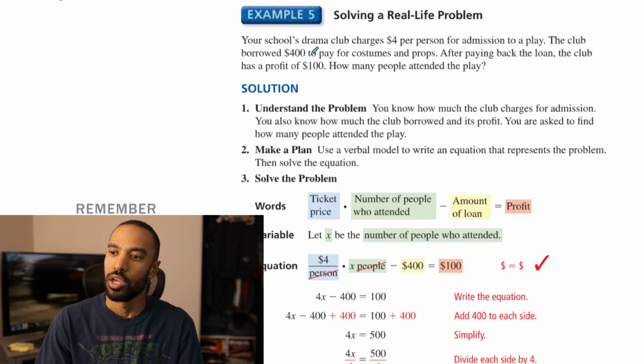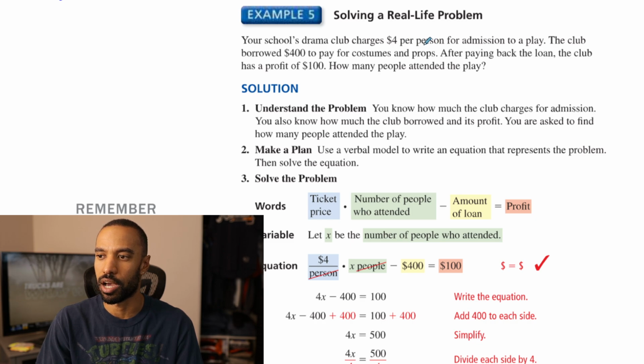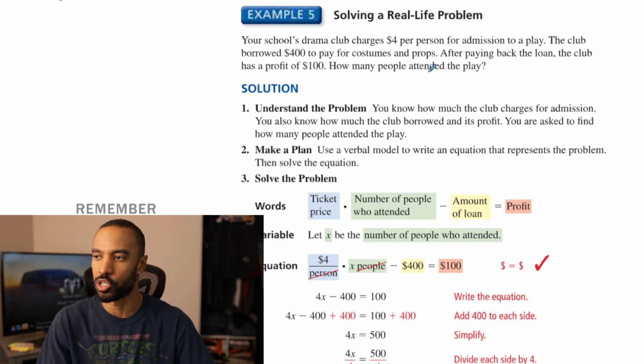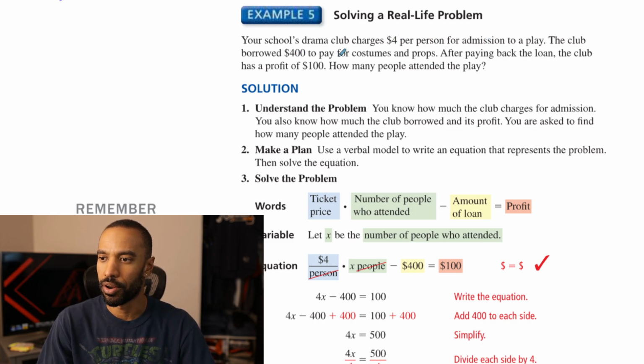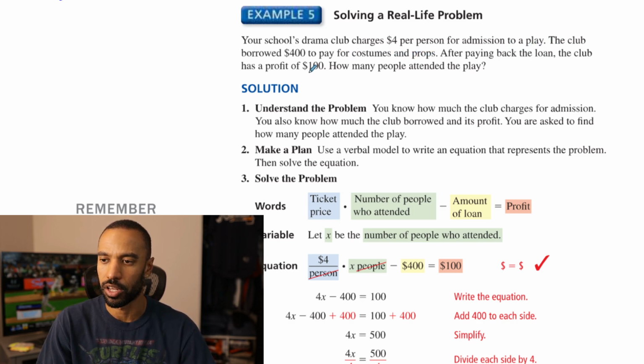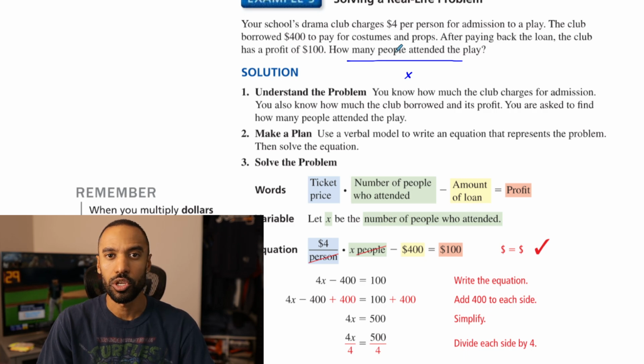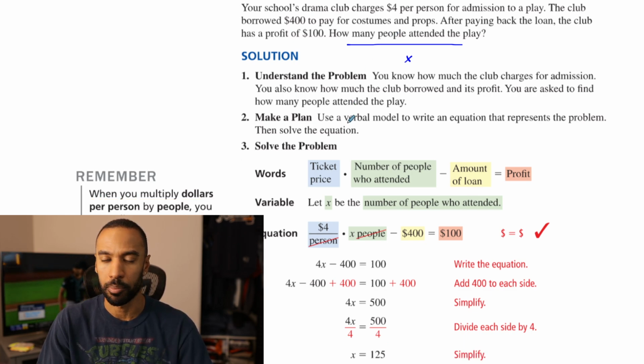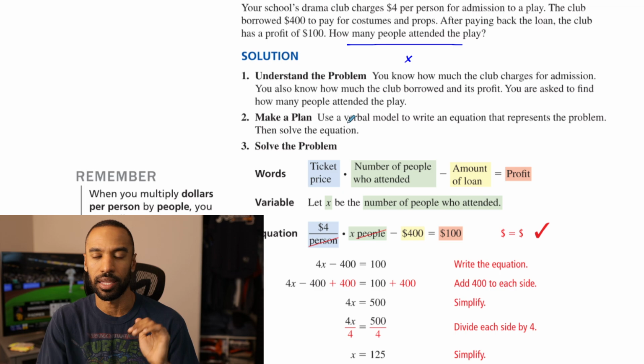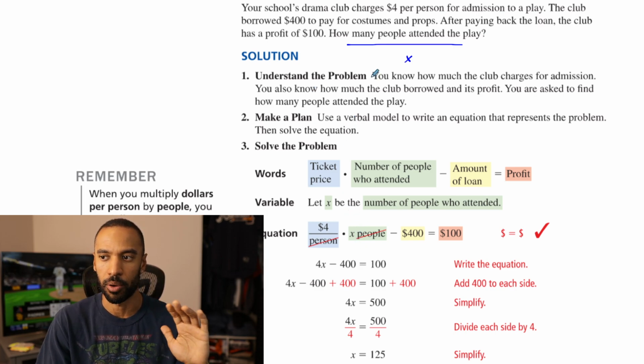Your school's drama club charges $4 per person for admission to a play. The club borrowed $400 to pay for costumes and props. After paying back the loan, the club has a profit of $100. How many people attended the play? So the how many people is our unknown. We could call that X, I suppose, and that's a number of people. So when you write out your set and you're trying to come up with this stuff, either saying it out loud or writing it, make sure that X people gets affected by whatever happens.